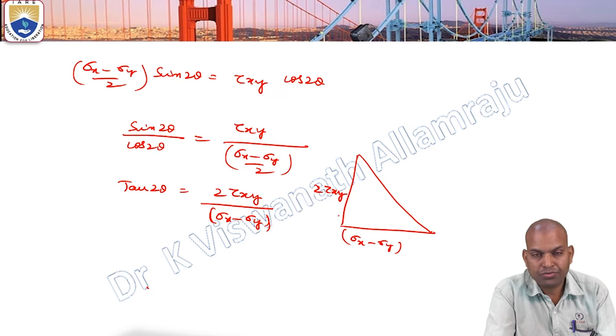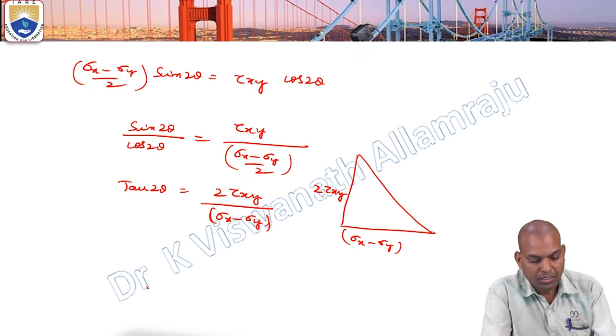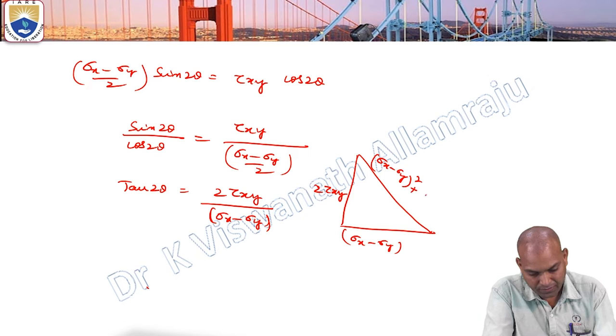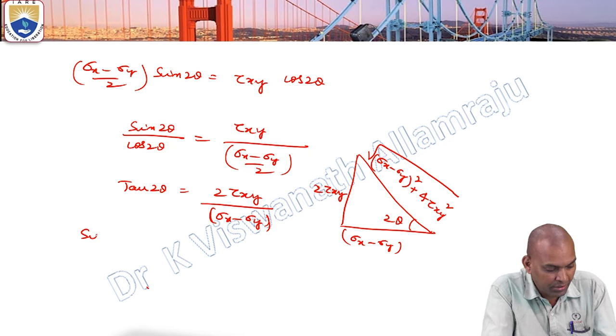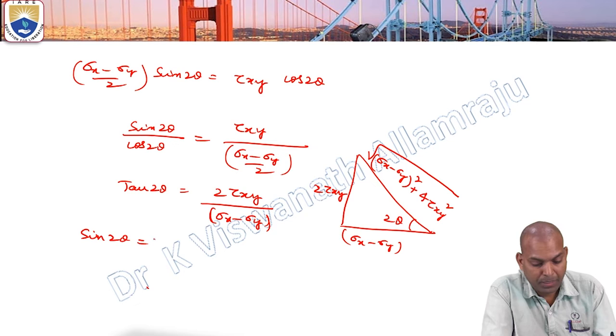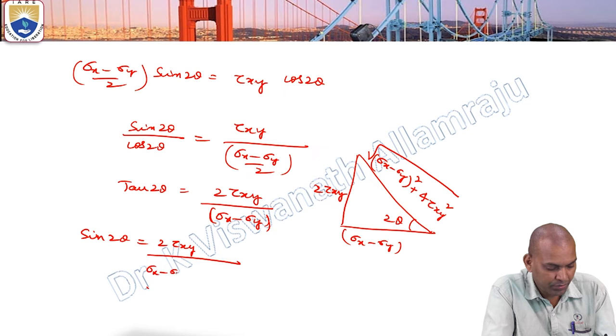What is the hypotenuse? The diagonal side equal to the square root of opposite side square plus adjacent side square. That is the square root of (sigma x minus sigma y) square plus 4 tau xy square. This is the angle of inclination 2 theta. From this, sine 2 theta equal to opposite side by diagonal side, that is 2 times tau xy by the square root of (sigma x minus sigma y) square plus 4 times tau xy square.